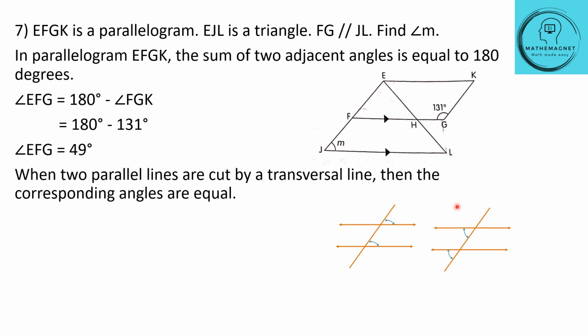Now this is very similar to the question that we have here. We know FG and JL are two parallel lines, and EJ is a transversal line that cuts through FG and JL. Now we can say these two angles are corresponding angles, which means angle EFG and angle M are corresponding angles and they are equal. So using that property, since FG is parallel to JL, angle EFG will be equal to angle M, which is equal to 49 degrees. So the unknown angle M is equal to 49 degrees.